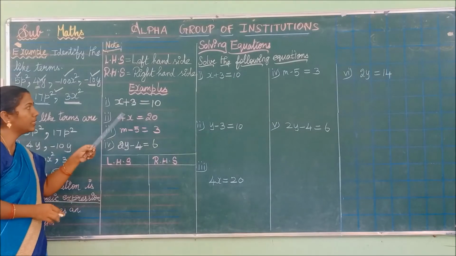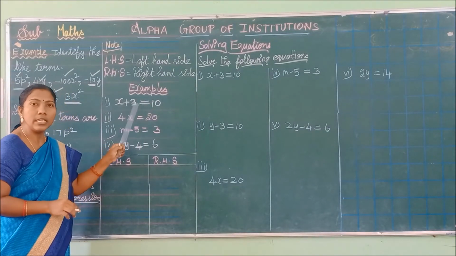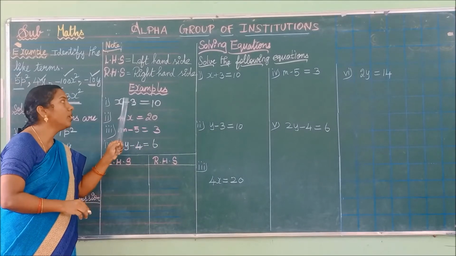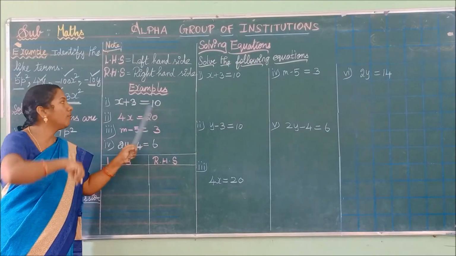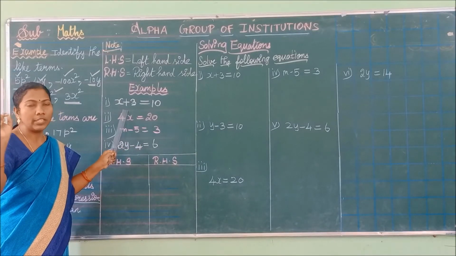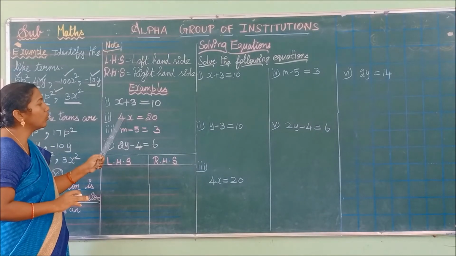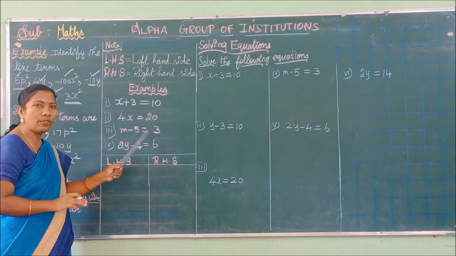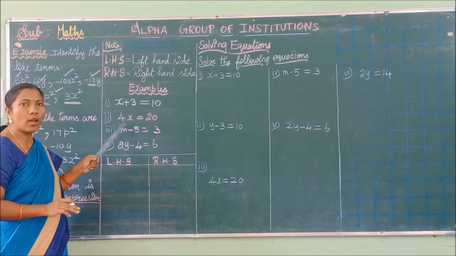See here some examples. x plus 3 is equal to 10. This is an algebraic expression because it has a variable, it has an operation, it has some numbers. And also it involves an equal sign. So we can call this algebraic expression an equation. So simply we can say an equation means it has an equal symbol. So this is also an equation: 4x equal to 20. m minus 5 equal to 3. 2y minus 4 equal to 6. These are examples of equations.